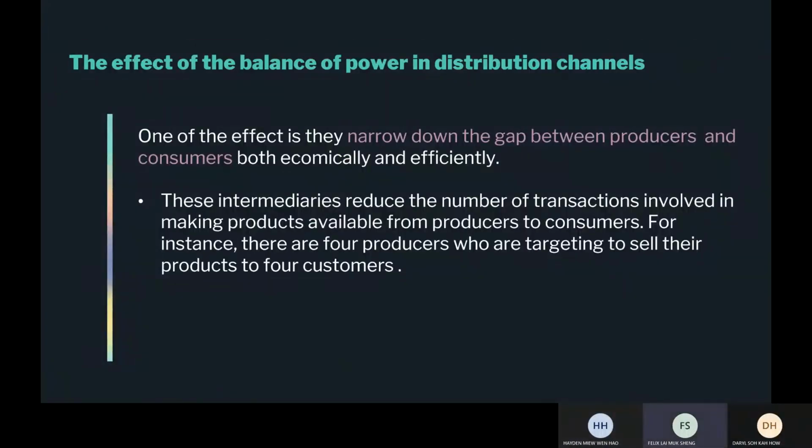Okay, so this is my answer. One of the effects is that they narrow down the gap between producer and consumer, both economically and efficiently. These intermediaries reduce the number of transactions involved in making products available from producer to consumer. For instance, there are 4 producers who are targeting to sell their product to 4 customers.